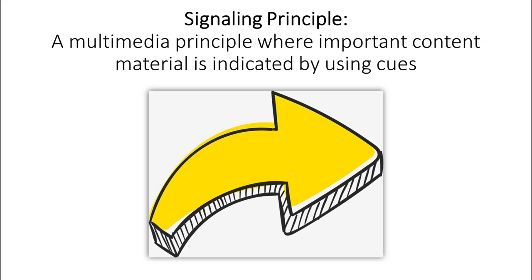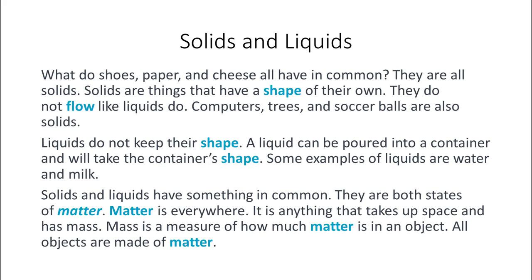And the reason why the signaling principle is important is because it helps reduce extraneous cognitive load for the students. Extraneous cognitive load happens when the instructional materials that we present to the students are so bombarded with things that they're unable to retain the information within their working memory. So this will help aid the students in being able to use that working memory.